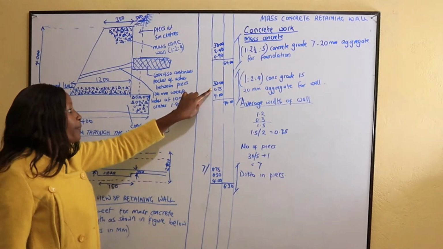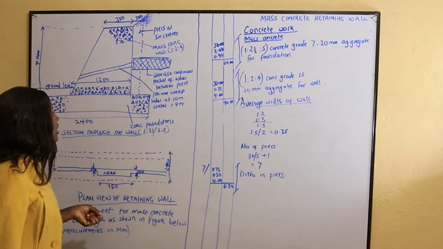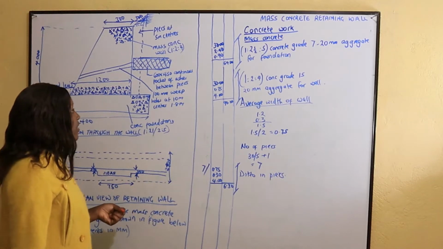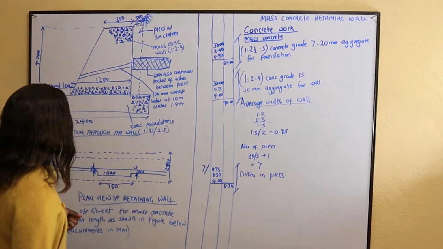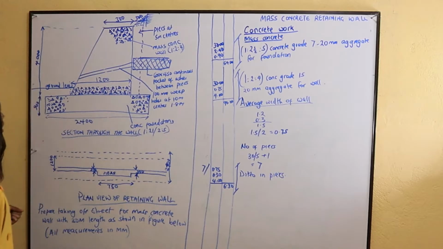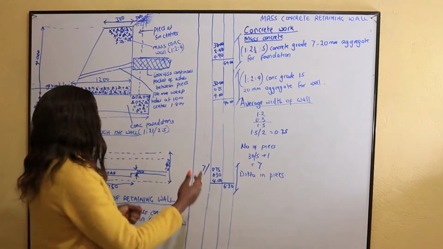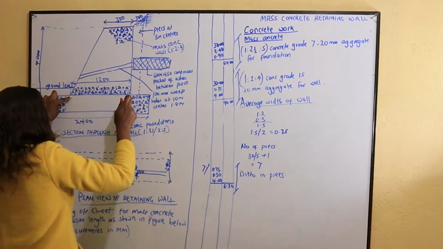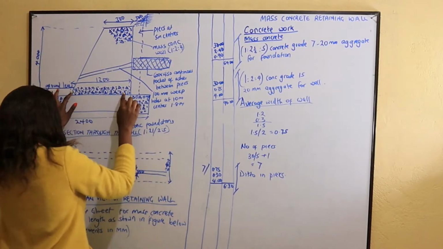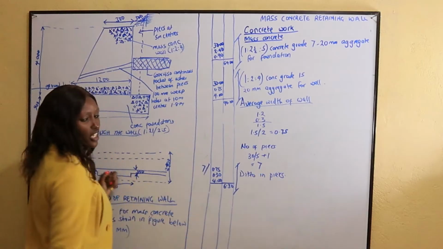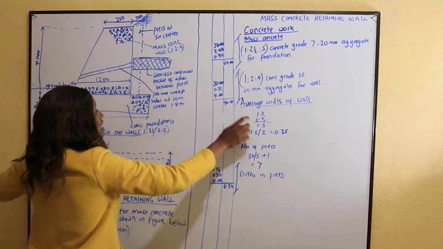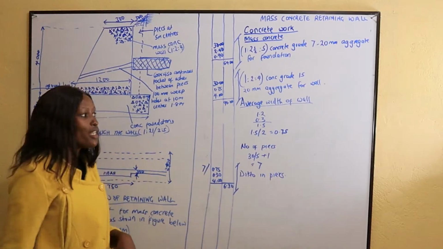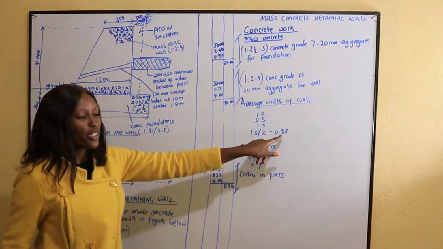Then the width of the wall. The width of the wall is 750. Where do we get this 750 from? We shall take the average from the narrow edge and the wide edge. So down here, the wall measures 1200. Up here, the wall measures 300. So we get a total of 1.5 meters. Then the average shall be 0.75.